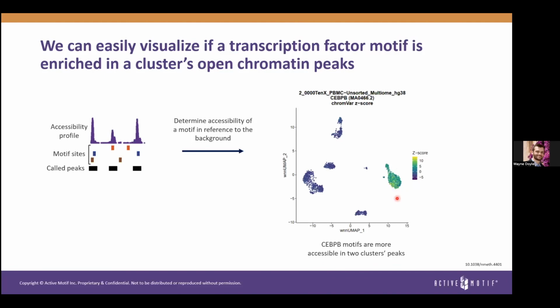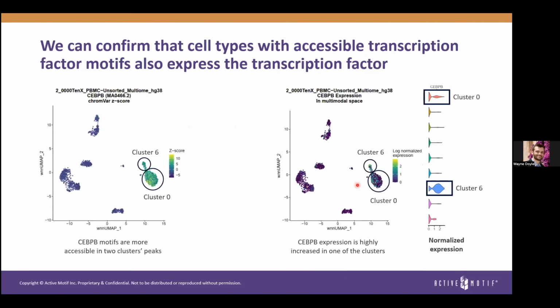Or you can interpret this that these cells are primed, that if some stimulus turns on CEBPB, then that will lead to a change in gene expression. If we were doing single cell ATAC sequencing alone, that's kind of the extent that we can interpret it. But we were doing a multiome assay, which means we can now directly look and see, is CEBPB actually being expressed? And so that's what I'm showing here.